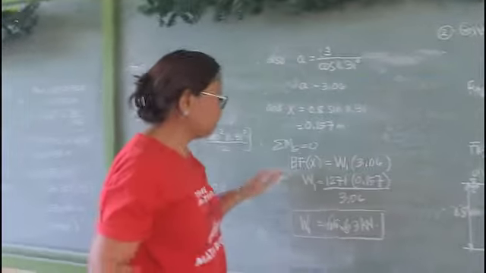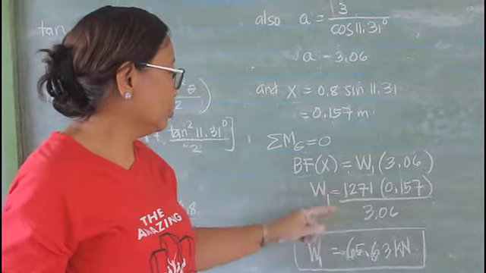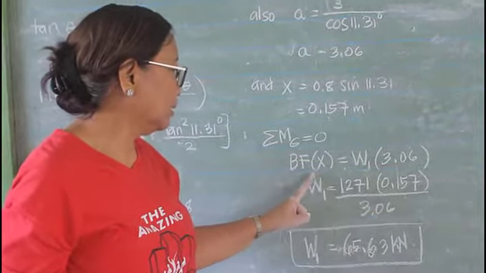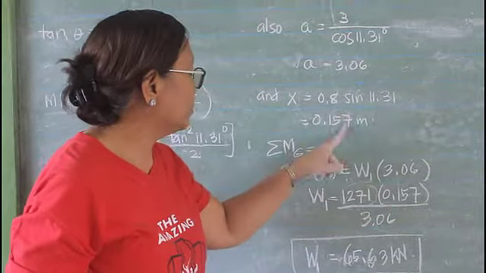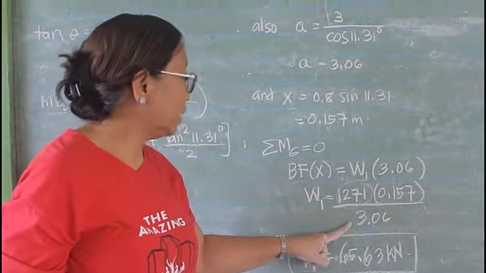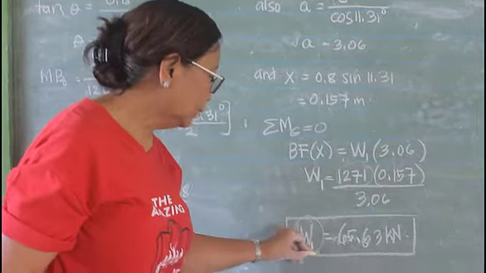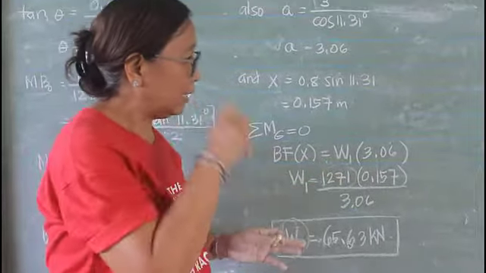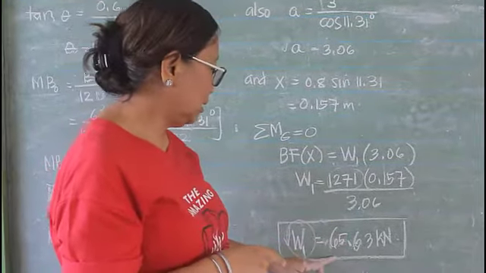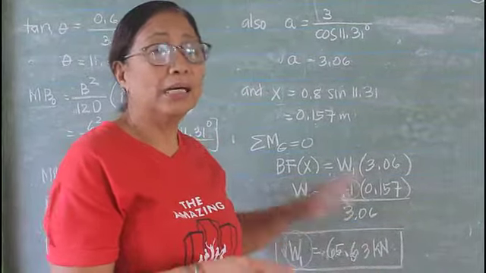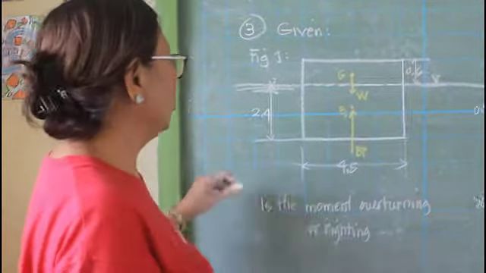Nasolve na yun. So, BF times X is W1 times A. Solving for W1, this is BF, nasolve na natin yung buoyant force, times X, which is 0.157, divided by A, 3.06. Ang pwede lang na load na madagdag dun sa edge on the figure is 65.63 kilonewtons at pwede pa siyang maging safe.